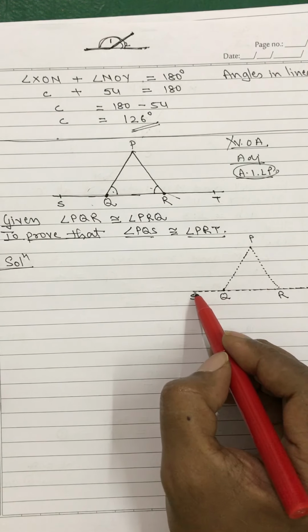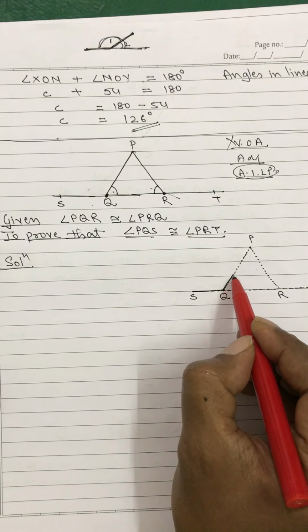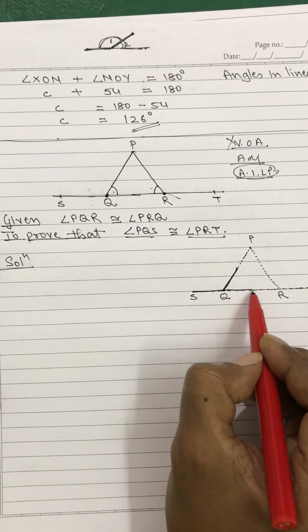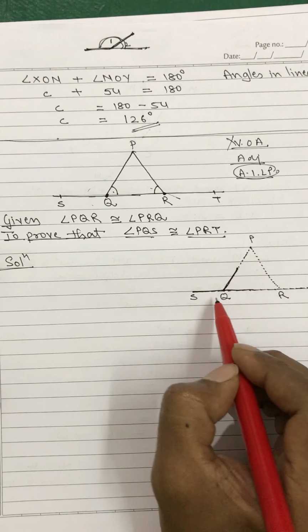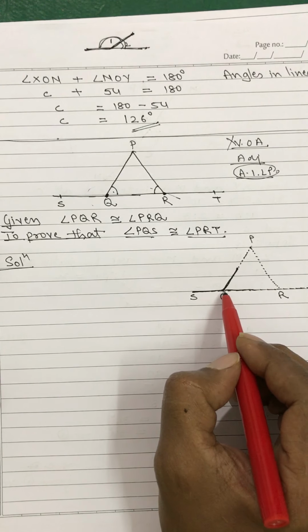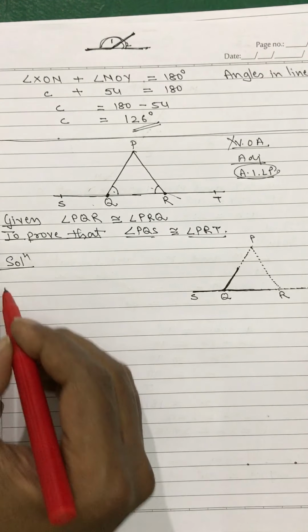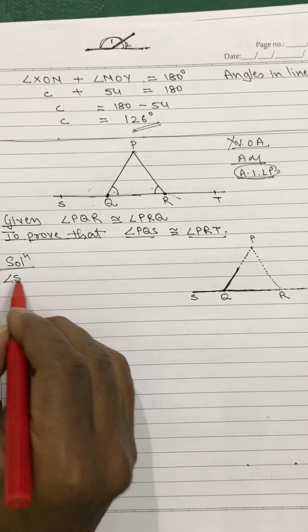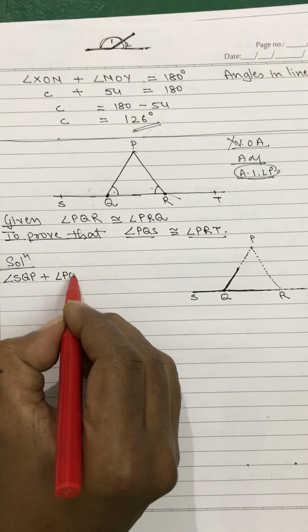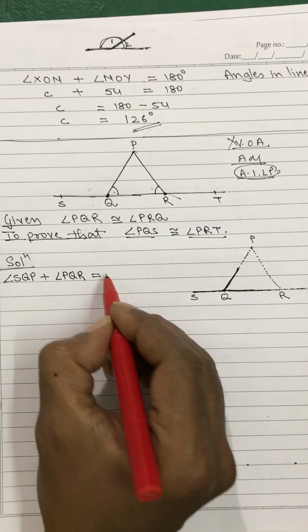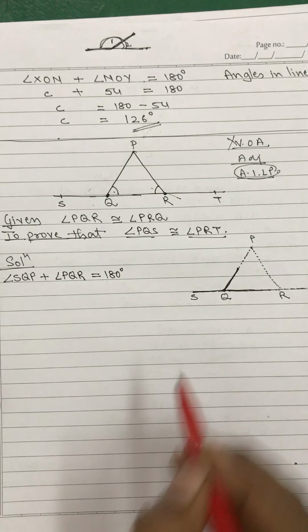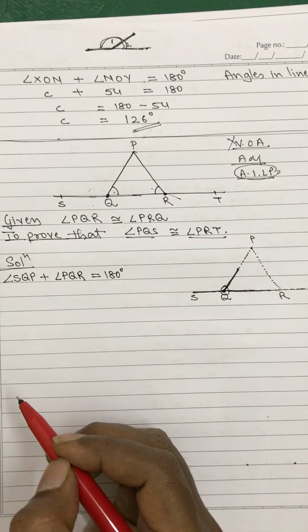See, angle SQP plus angle PQR. After going over there, I'll get P. Angle SQP, written from there, PQR. Angle SQP plus angle PQR is equal to 180 degrees. Fine. At this junction, I got properly the angles in linear pair.